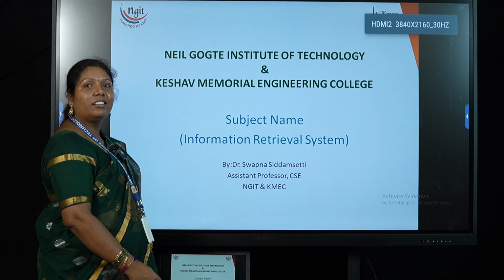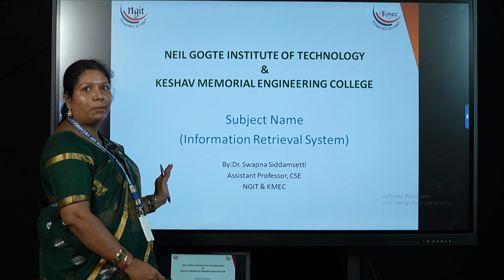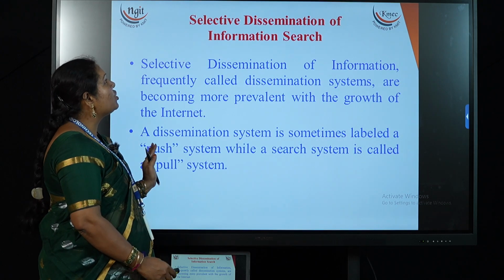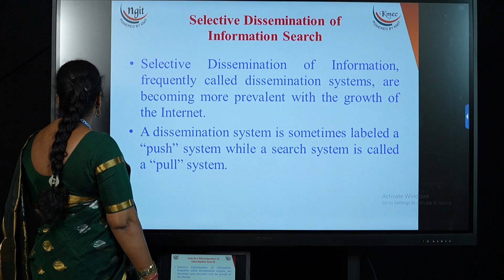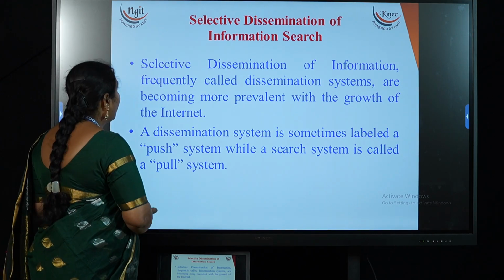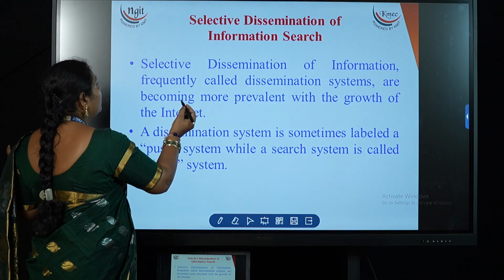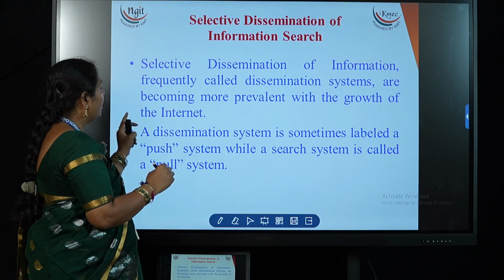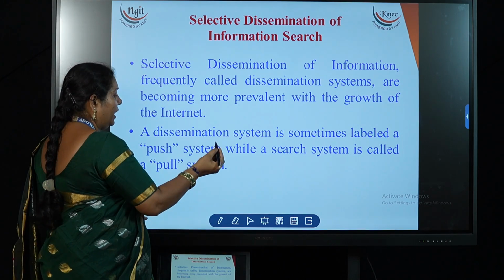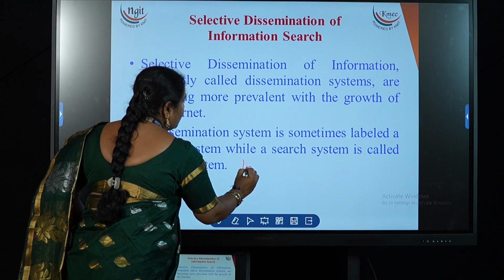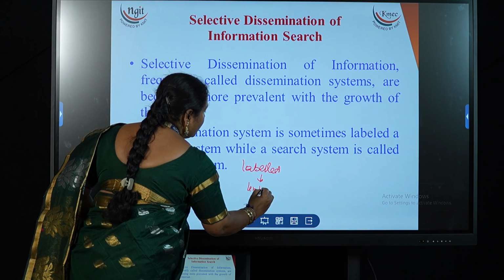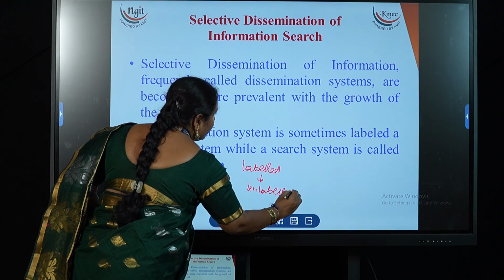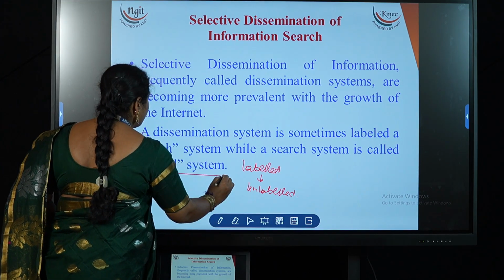Hello students, today in this session we are going to learn about selective dissemination of information search. Already in chapter 2 we have learnt what selective dissemination means and how we do the information search, but here we are going to look at labeled data. So we are using labeled data instead of unlabeled data, right? This particular system is called the pull system.